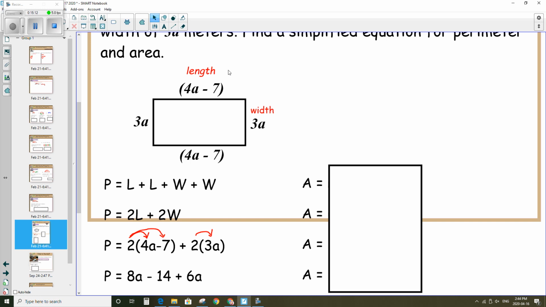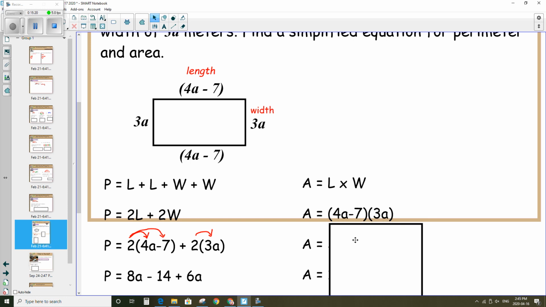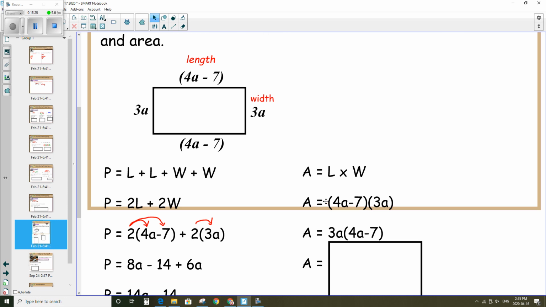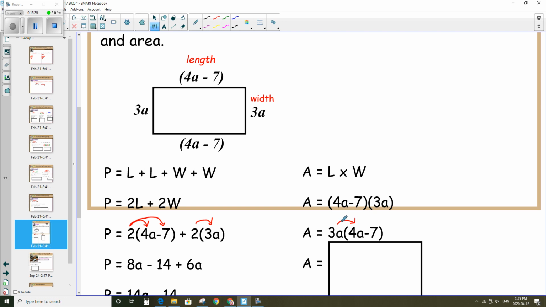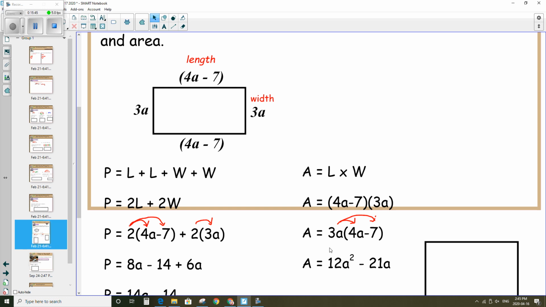For area, similar idea. To find the area, you multiply length times width, or width times length. I said length times width, which gave me 4a minus 7 times 3a. And then I just flip this to the front so that it looks like the other questions when we use distributive property, to make it look a little bit clearer. So 3a times 4a is what I want to work out, and then 3a times negative 7. 3a times 4a: 3 times 4 is 12, a times a is a squared, so 12a squared. And then 3a times negative 7 is negative 21a.